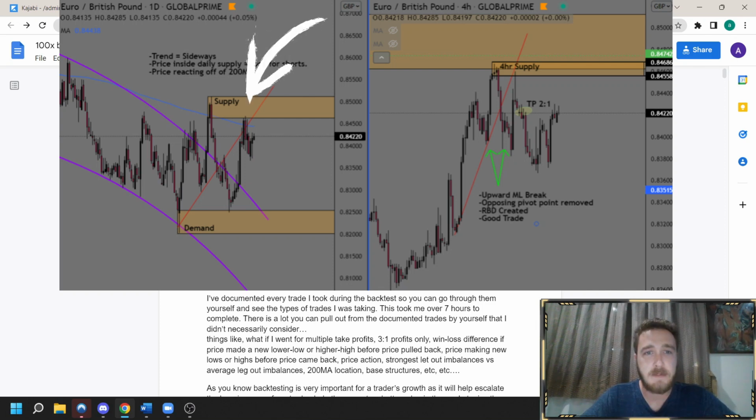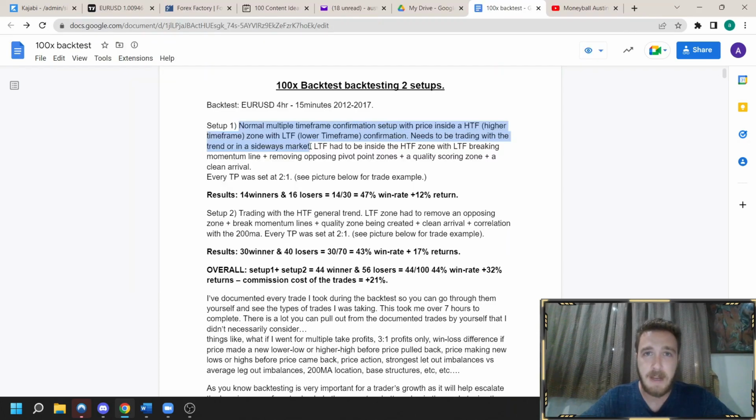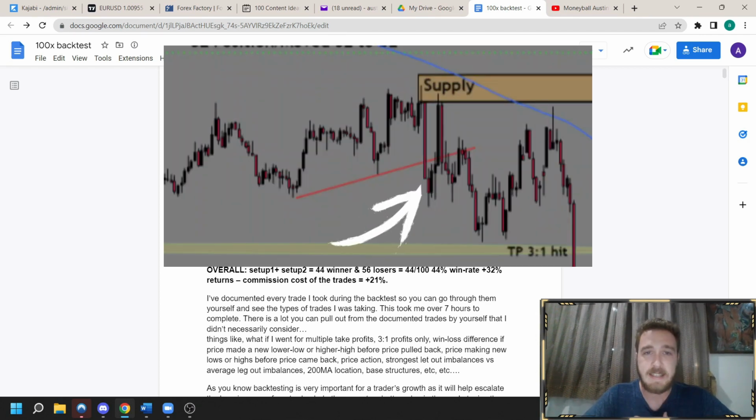So setup number one is the normal multiple time frame setup with price inside the higher time frame zone with lower time frame confirmation. This needs to be trading with the trend or in a sideways market. So I need to be trading inside the higher time frame supply or demand zone, and I have to be trading with the trend or in a sideways market. And then on the lower time frame, I need to get confirmation, meaning breaking opposing zones, breaking momentum line.